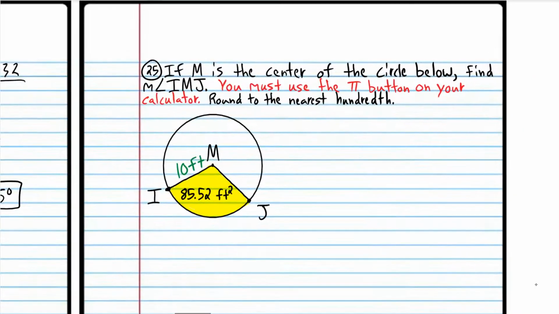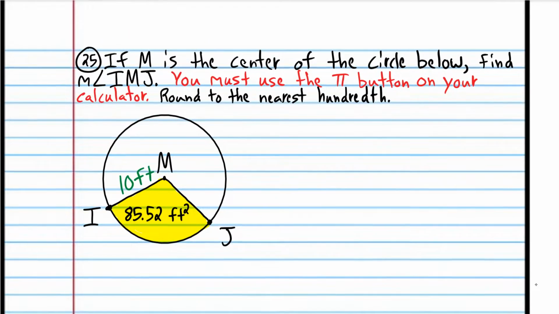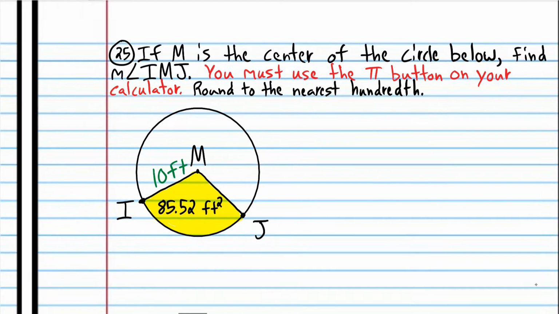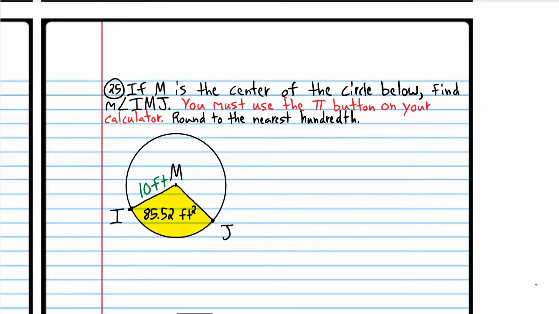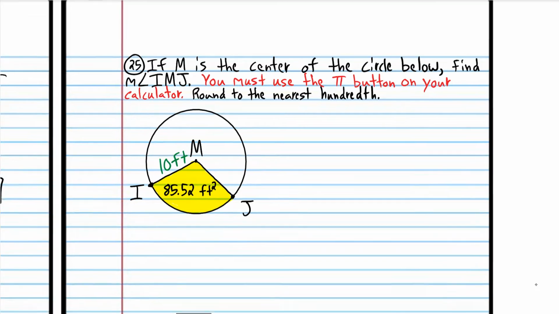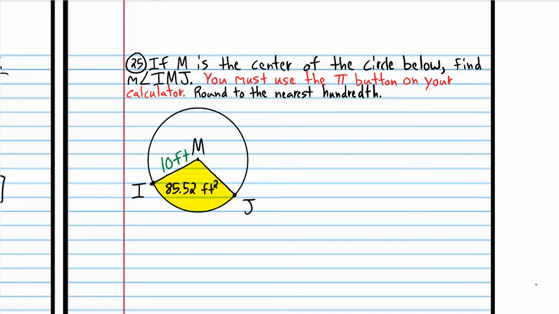All right, on to the last problem. If M is the center of the circle below, find the measure of angle IMJ. So we're looking for this central angle measure. Says, again, you must use the pi button on your calculator. So don't use 3.14. Use the actual pi button on your calculator.